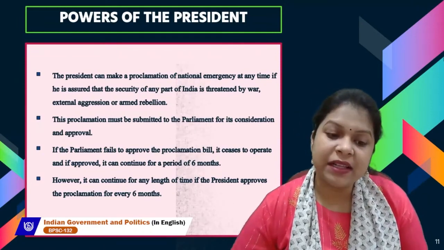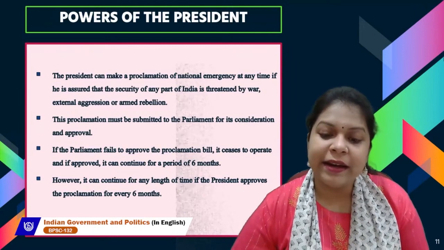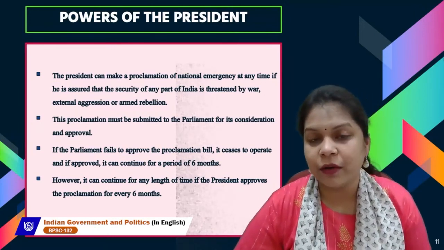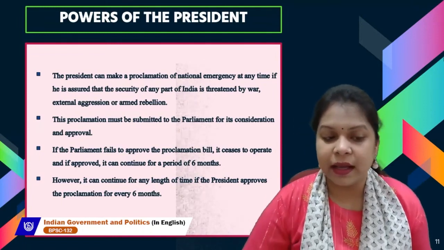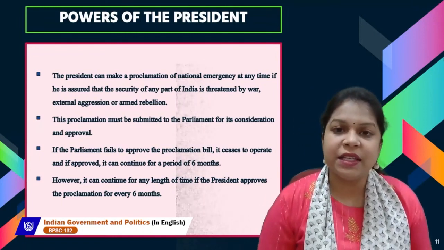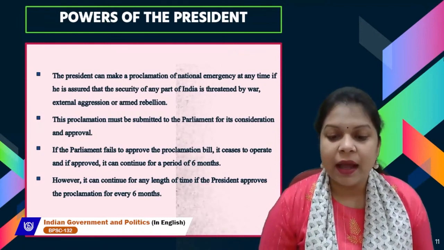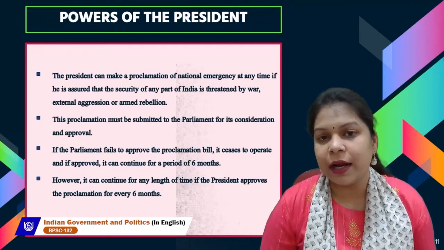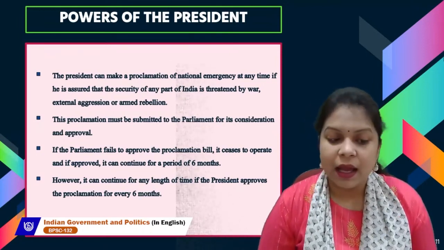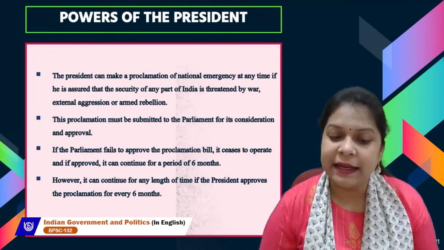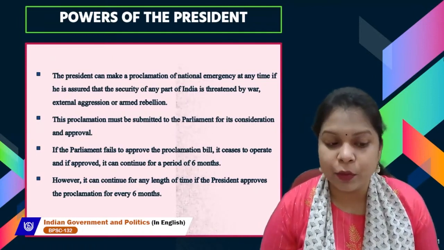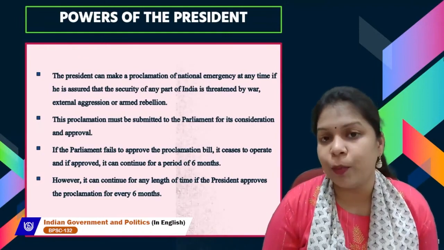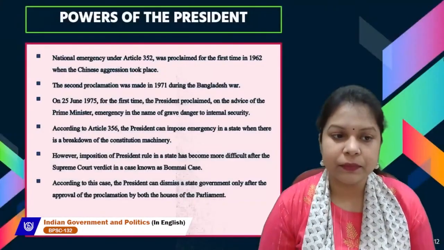If the parliament fails to approve the proclamation, it ceases to operate, and if approved, it can continue for a period of 6 months. So after declaring emergency, the decision should be approved by the parliament, and if the parliament approves it, then it will continue for a period of 6 months. However, it can continue for any length of time if the parliament approves the proclamation every 6 months. So it can also continue beyond 6 months.